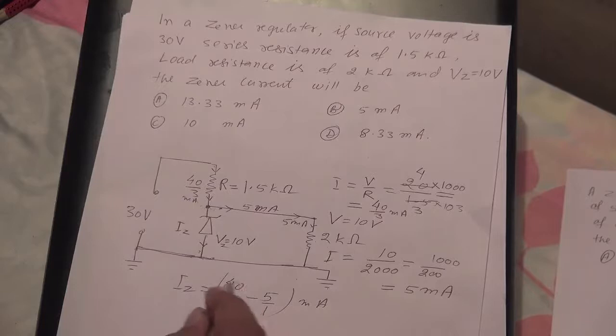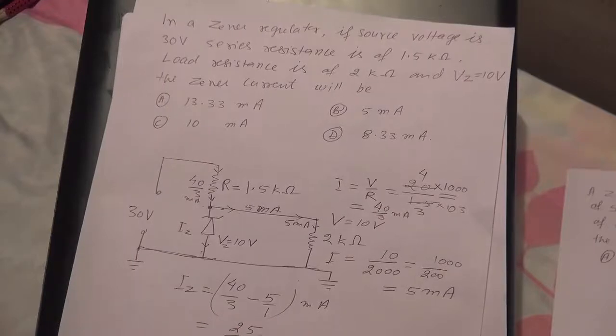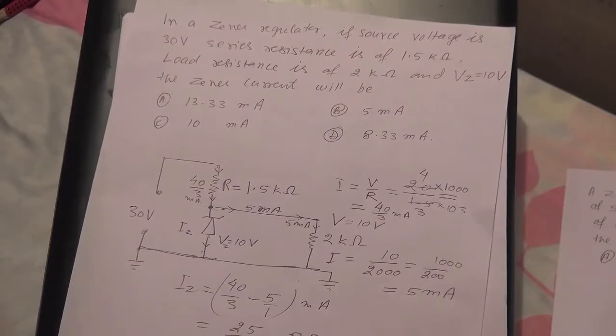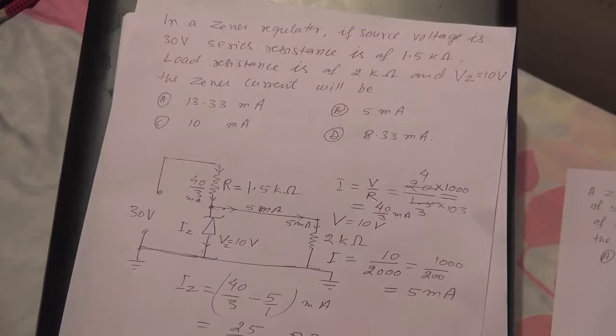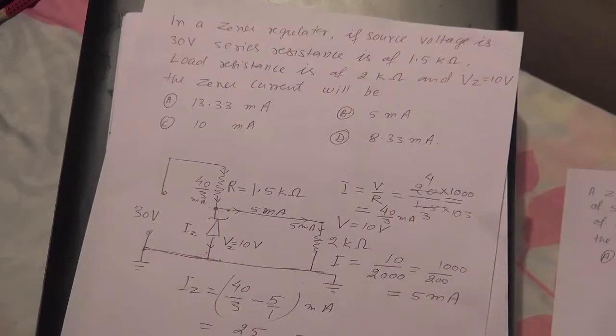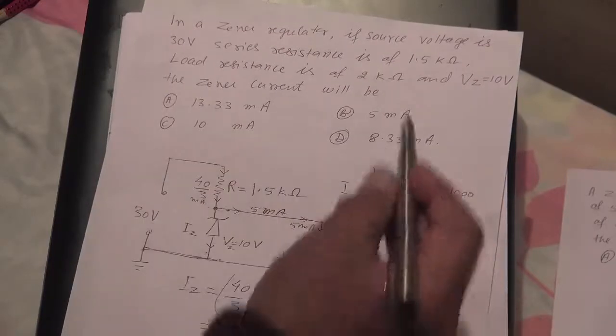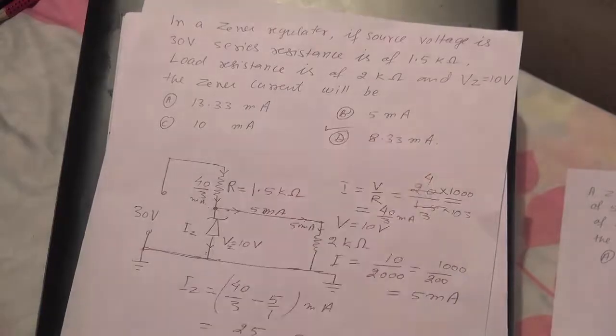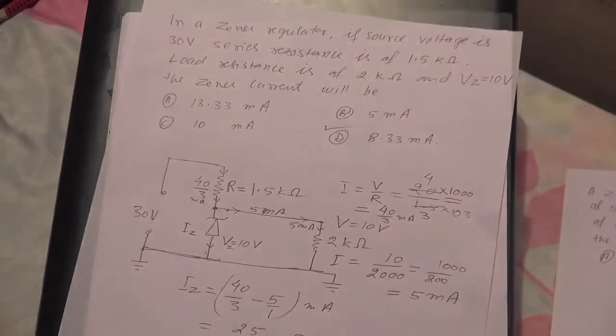And this answer comes to, this is 15. 40 minus 15 is 25 upon 3. This is 8.33 milliampere. So this answer, 8.33 milliampere, is the right answer.